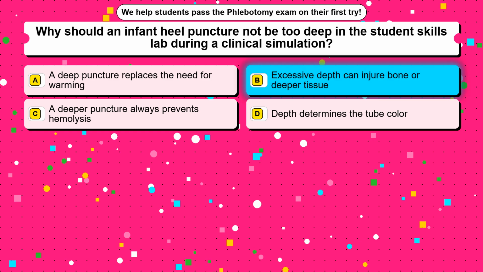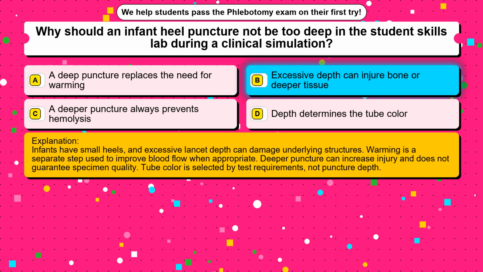The correct answer is option B. Excessive depth can injure bone or deeper tissue. Infants have small heels, and excessive lancet depth can damage underlying structures. Warming is a separate step used to improve blood flow when appropriate. Deeper puncture can increase injury and does not guarantee specimen quality. Tube color is selected by test requirements, not puncture depth.